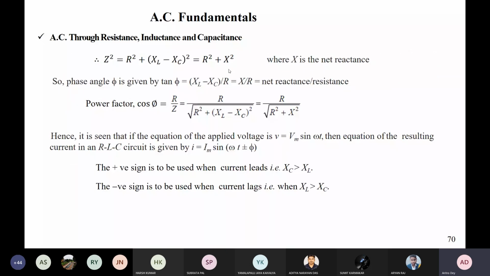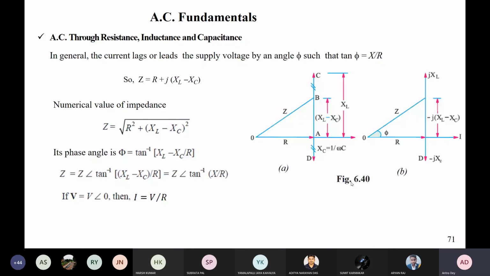So we can see it here. This is your effective impedance, and this is your power factor. If the equation of the applied voltage is V equal to Vm sin omega t, then the equation of the resulting current in the RLC circuit is given by this, with plus or minus: plus when it is capacitive in nature, which is leading, when XC is greater than XL, and negative when XL is greater than XC. It is almost the same thing.